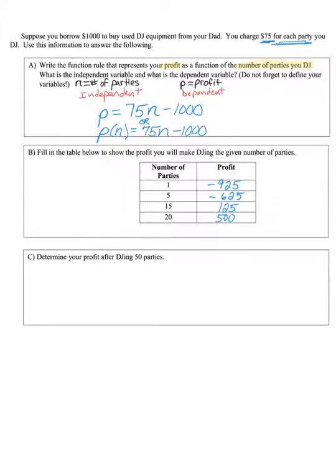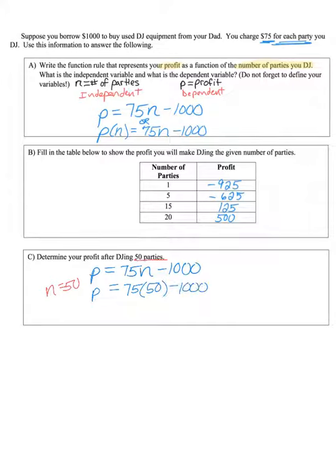All right, the last part, very similar to part B. They're now asking us to determine our profit after DJing 50 parties. And again, in a table situation like part B, you usually can just plug in and then put your values in there. Anytime they give you space, like in part C, to show work, you're going to want to show any work you can for this problem. So we're going to simply take our equation that P is equal to 75n minus 1,000. And now using the information, since it says 50 parties, we know n is going to be equal to 50.